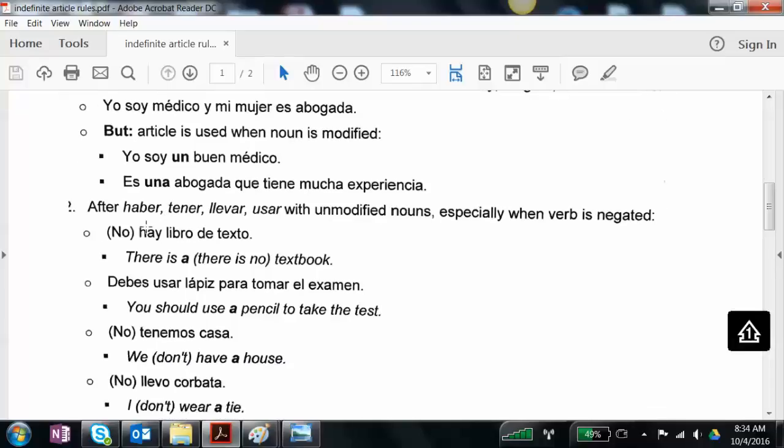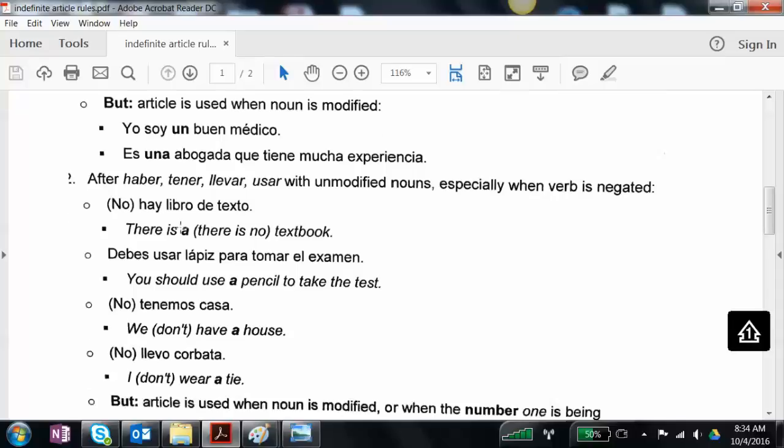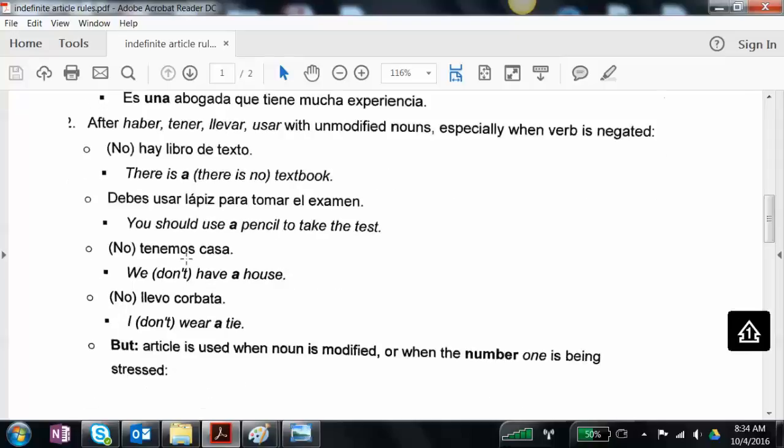Following the verbs haber, tener, llevar, and usar, when the nouns are not modified, and especially when you're making a negative sentence, you do not use the indefinite article. So, hay libro de texto or no hay libro de texto. Debes usar lápiz para tomar el examen. No tenemos casa. We don't have a house. No llevo corbata. I don't wear a tie.